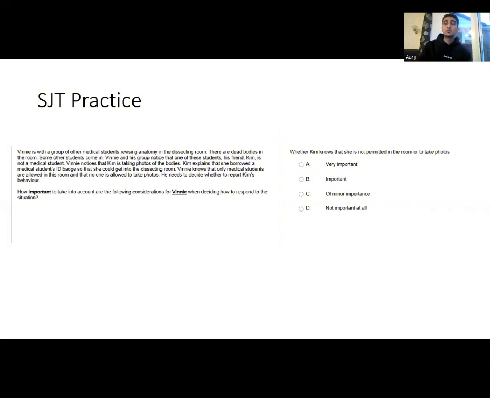But more importantly, taking photos of the bodies without permission, again, it's the privacy and dignity of those people that have volunteered so kindly to let medical and dental students use the bodies for education. It's been compromised. So again, it just comes down to that point where medical professionals must speak up or raise concerns to prevent such inappropriate behaviours continuing and contributing to a negative, unsafe environment. So, yeah, for that one, I've gone for not important at all.